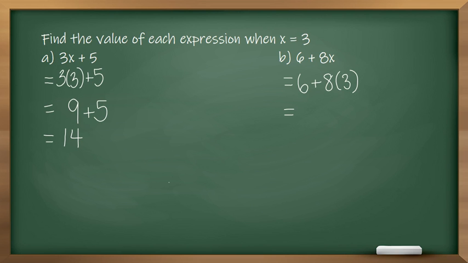Again, we're doing that first because order of operations tells us that we need to multiply before we add. So we're not going to go 6 plus 8 and then multiply by 3. We need to multiply 8 by 3 first. So 8 times 3 is 24. Now that we've multiplied, we can add. So we're going to go 6 plus 24 gives us 30. And there we go. So that is how we would find the value of each expression using x equals 3.